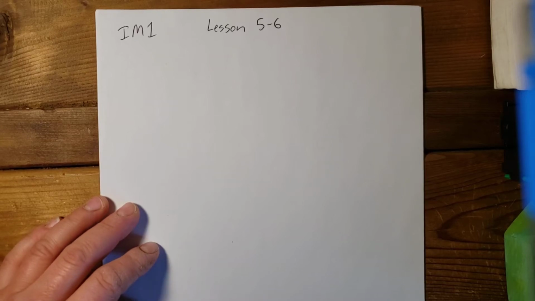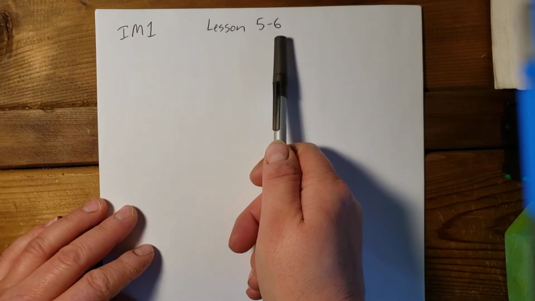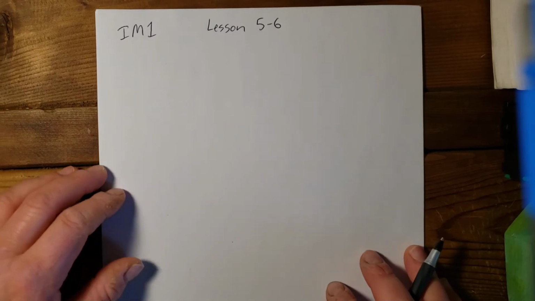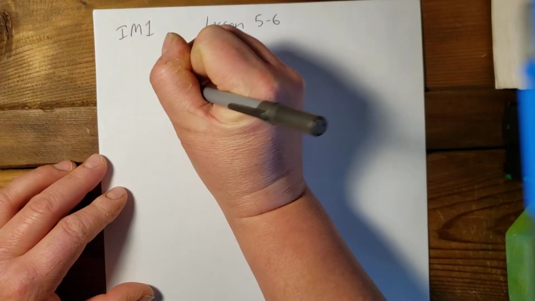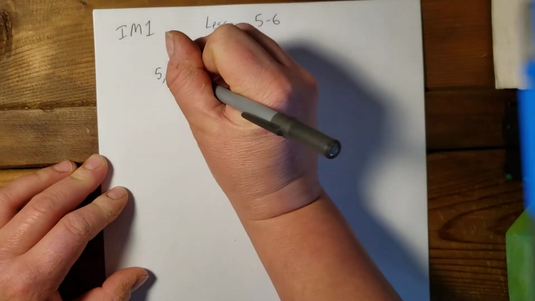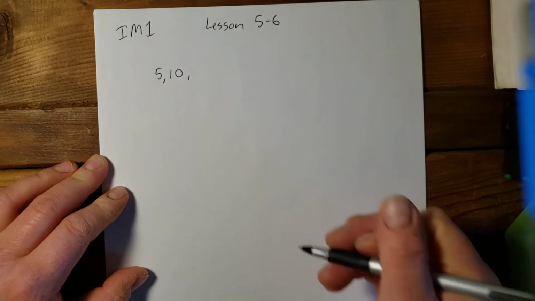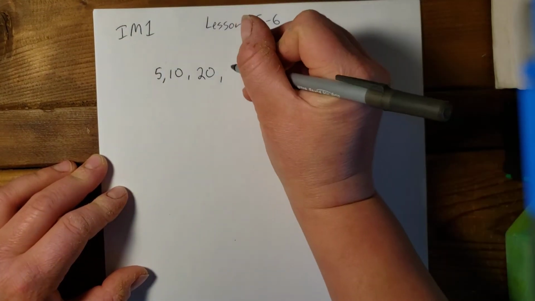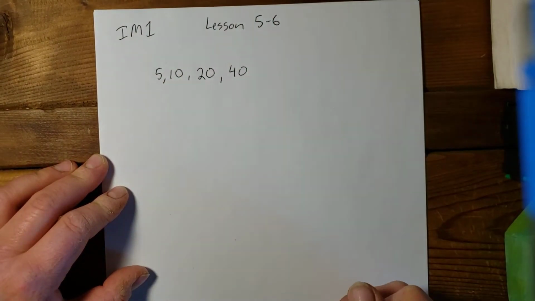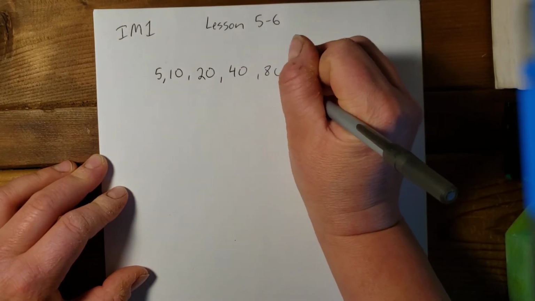Okay, this is IM1, and this is lesson 5-6. So we're going to be talking about sequences. So let's make a sequence. Let's say we start with 5, and then the next number in our sequence is 10, and then the next number in our sequence is 20, and the next number in our sequence is 40, and the next number in our sequence is 80.